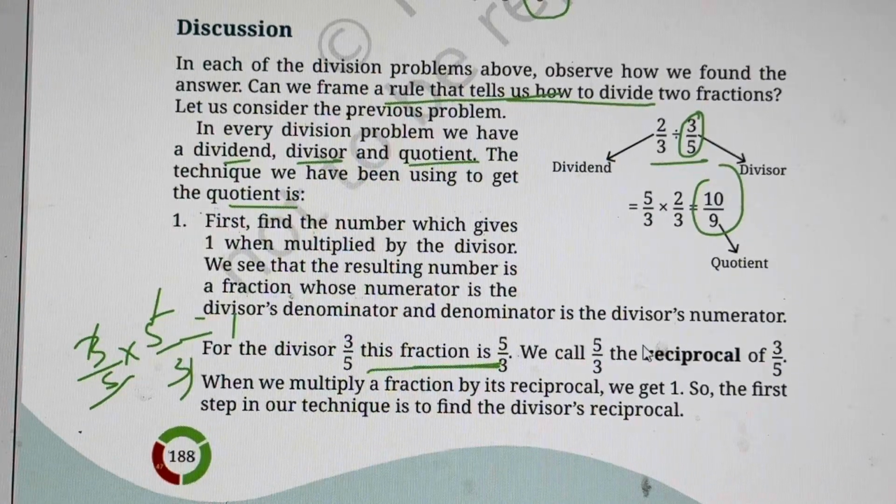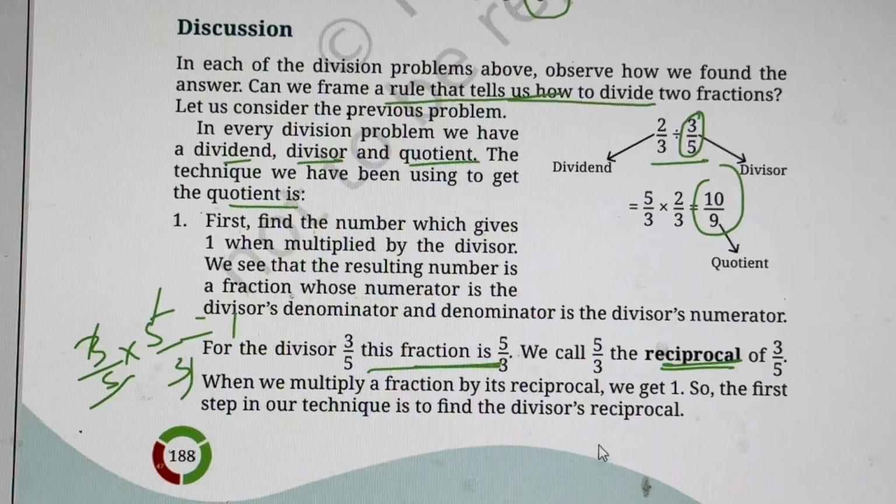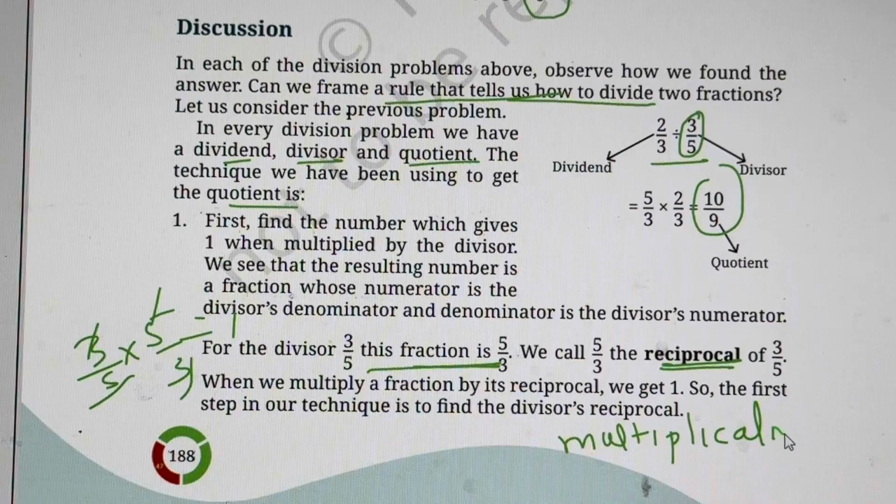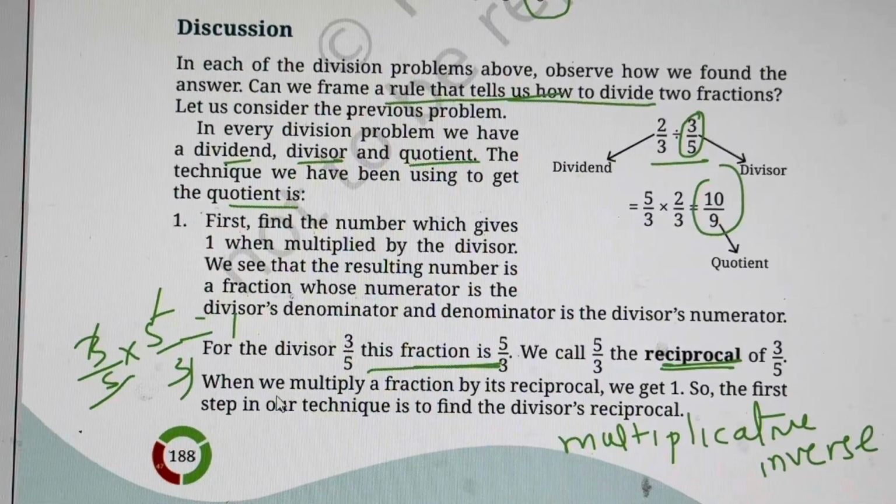Right. Now this 5 upon 3 is known as the reciprocal. This is a very important word which you should know for division. Reciprocal means we just swap the numerator and denominator. It is also known as the multiplicative inverse. So the reciprocal of 3 upon 5 is 5 upon 3. So when we multiply a fraction by its reciprocal, we get 1.